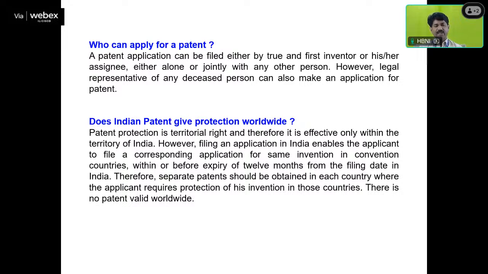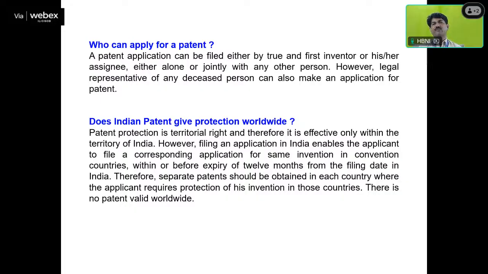However, filing an application in India enables the applicant to file a corresponding application for the same invention in convention countries. There are some conventions through which some countries are related. So within or before the expiry of 12 months from the filing date in India, they can apply for that patent in some other countries also. Therefore, a separate patent should be obtained in each country where the applicant requires protection of the invention. So there is no patent valid worldwide.